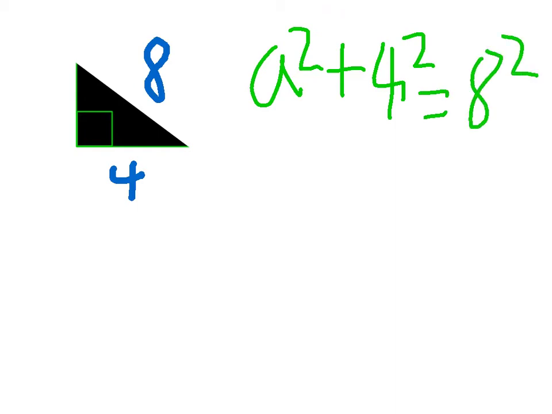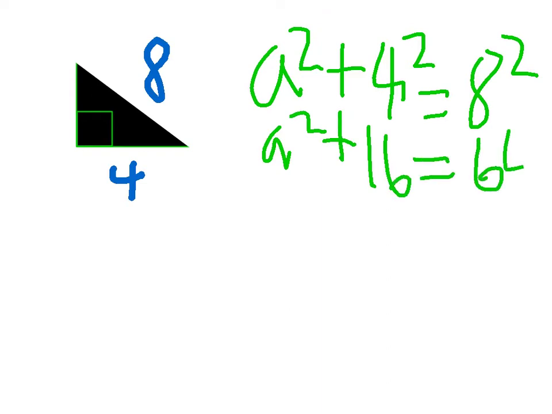Now let's do the problem. We should square the numbers now to make the problem. a squared plus 16 equals 64. Now we'll use algebra to solve it.